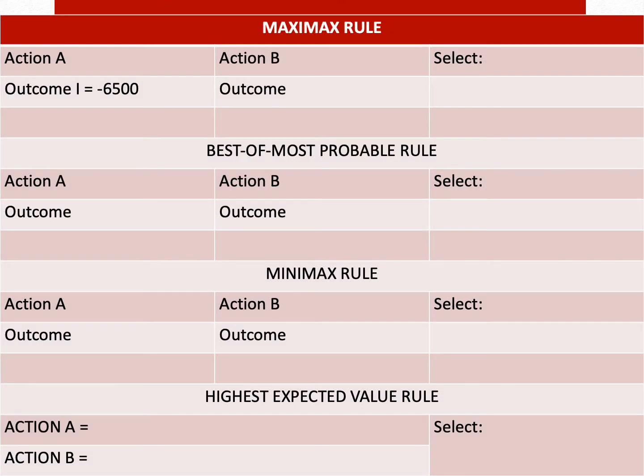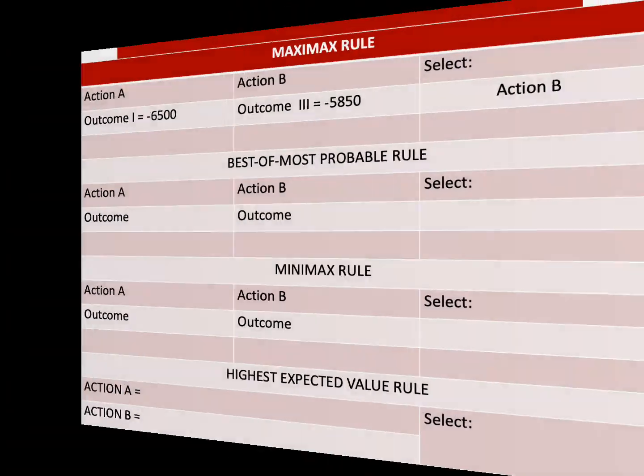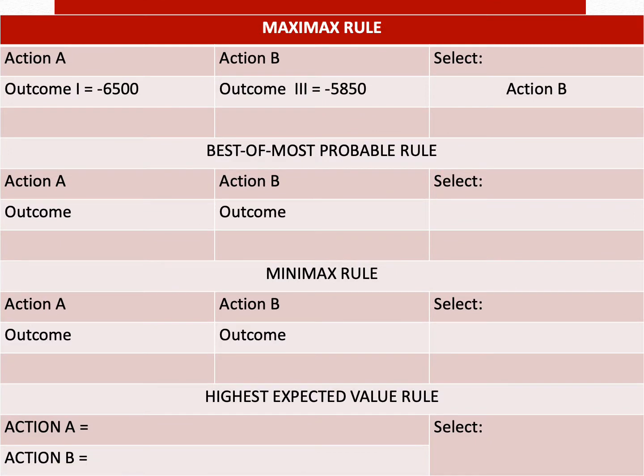Okay, so the first rule is the maxi-max rule, where we look at the outcomes with the highest net utility. So for action A, this would be outcome 1 with a net utility of negative 6,500. For action B, the best outcome is outcome 3 with a net utility of negative 5,800. Based on this analysis, we would choose action B because it has the highest net utility.